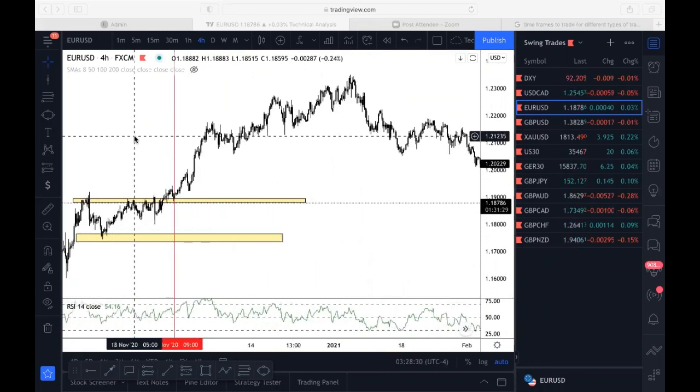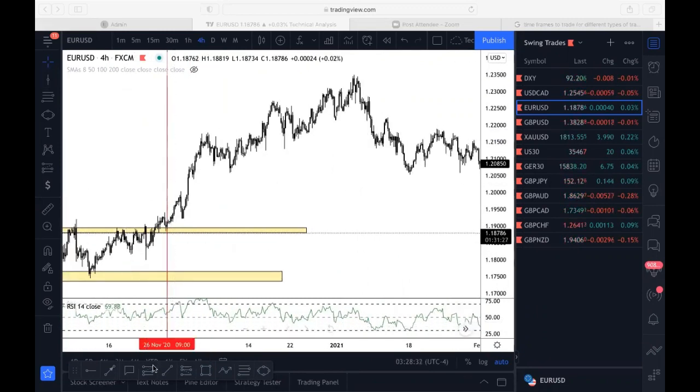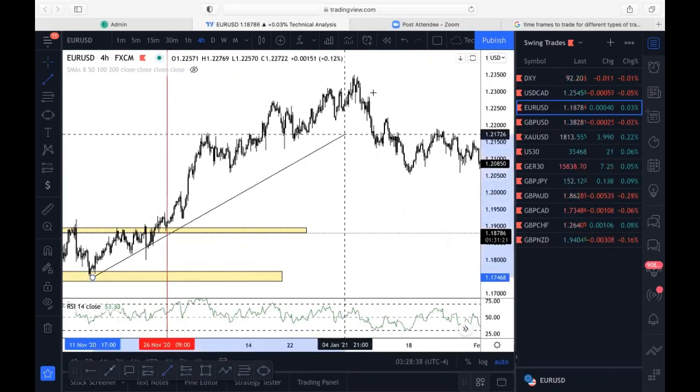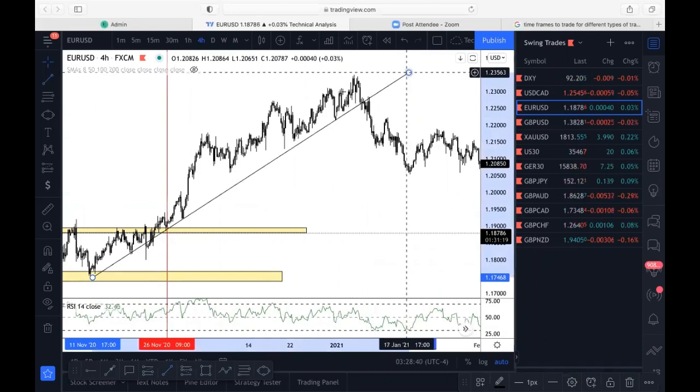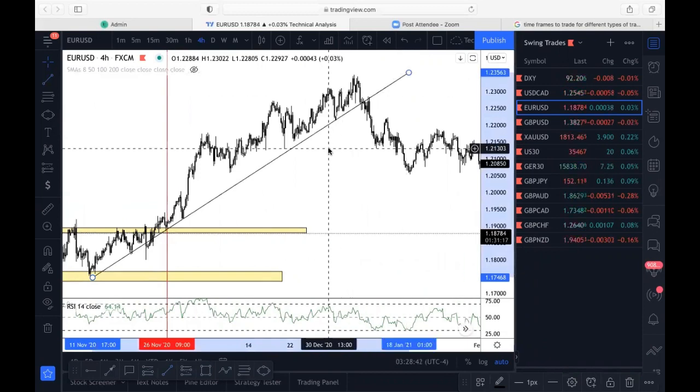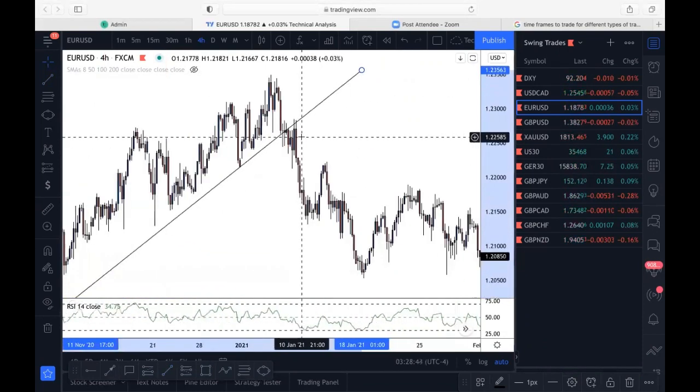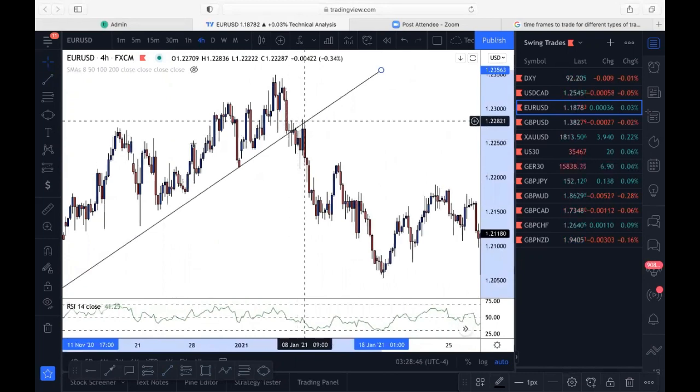Now back to this example here. We have an uptrend. And this trend line is broken. Now, when a trend line is broken, you know what to wait for: a retest, which happened here.